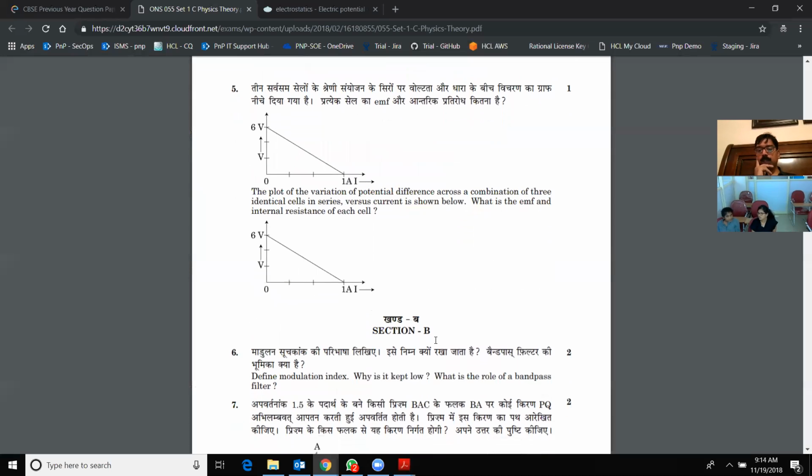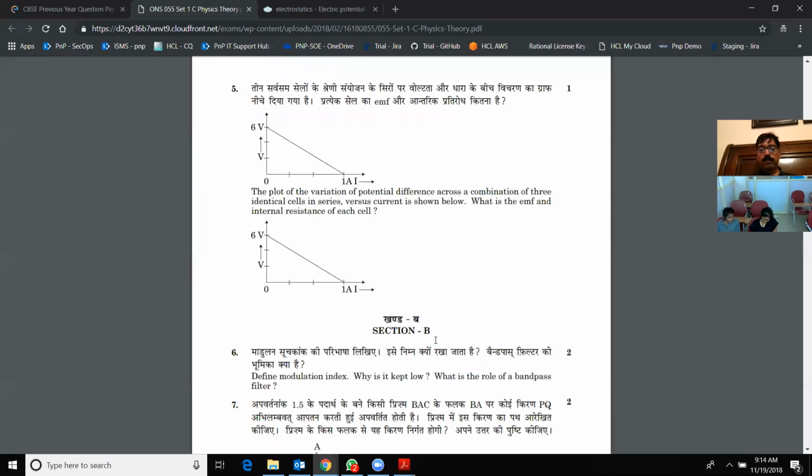Next question. Another 1 marks question and the last one. The plot of the variation of potential difference across a combination of three identical cells in series versus current is shown below. Three identical cells in series. Cells are put in a sequence, one after the other. What is the EMF and internal resistance of each cell?